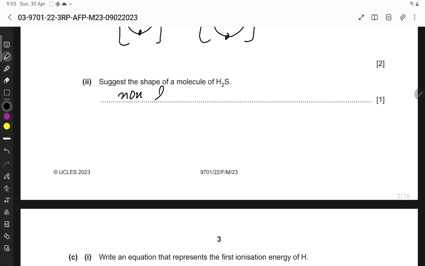Suggest the shape of the molecule of H2S. Non-linear, because sulfur, this is sulfur, this is hydrogen, this is hydrogen.